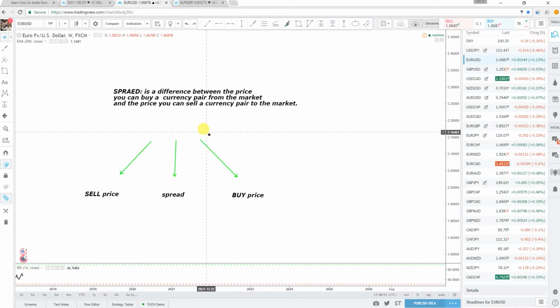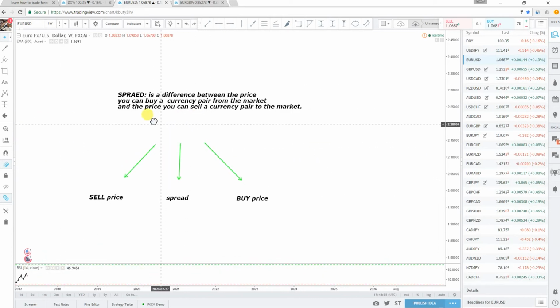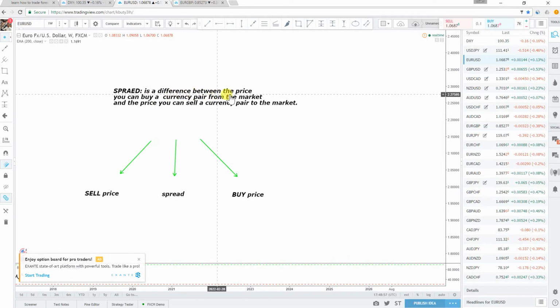So in general definition, the spread, guys, is the difference between the price you can buy a currency pair from the market and the price you can sell a currency pair to the market. In this definition, you understand that the price of selling is not the same as the price of buying. There is a difference. What is the difference?